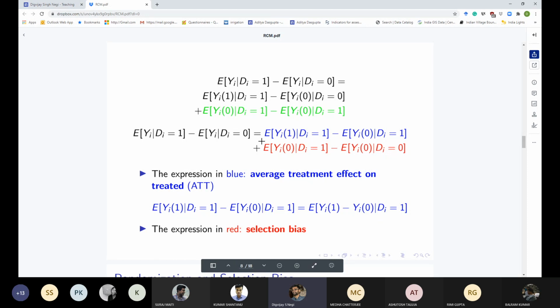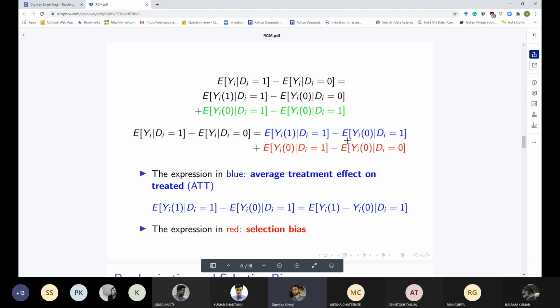Similarly, you can write this expression also, which is the average value of the potential outcome under control for the treated group. This is unobservable. Notice that this we don't observe, minus the average value of the potential outcome under control for the control group. This we observe. Okay. So this expression in blue, if you pay some attention to this expression in blue, forget about everything else.